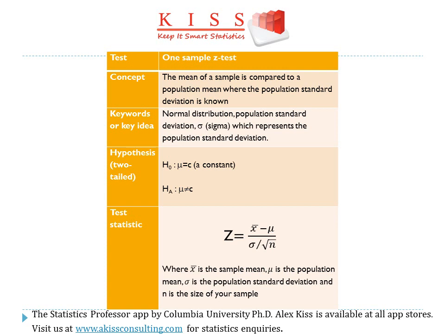The hypothesis form, mu the mean equals c some constant, is the null hypothesis versus the alternate HA, mu not equal to c. And the test statistic is z equals x bar minus mu divided by sigma over the square root of n, where x bar is the sample mean, mu is the population mean, sigma is the population standard deviation, and n is the size of our sample.